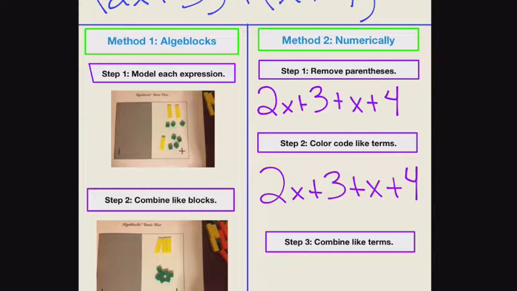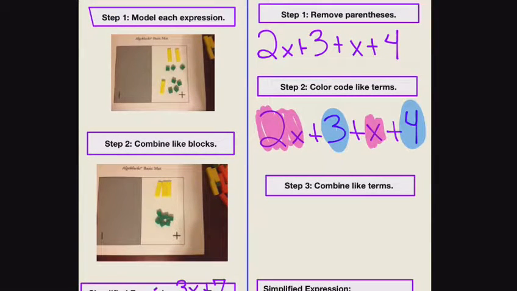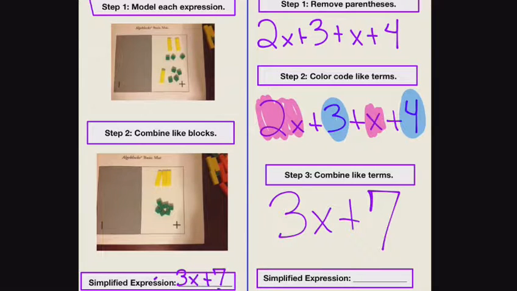All right. So we're going to go ahead and color code 2x and x. All right. Pick a new color. We're going to color code 3 and 4. And then go ahead and combine those like terms. So 2x plus another x gives us 3x. And then 3 plus 4 gets us 7. So again, our simplified expression is 3x plus 7.